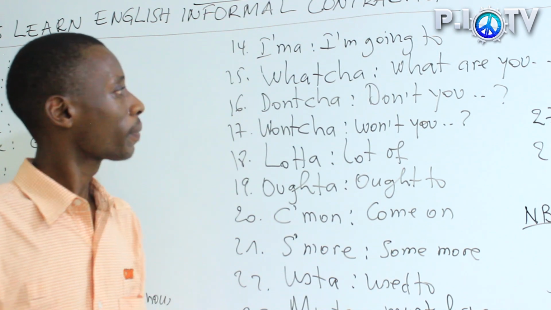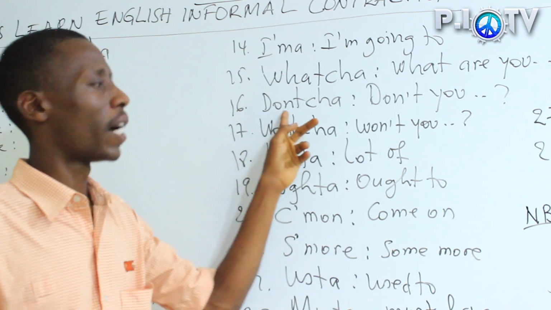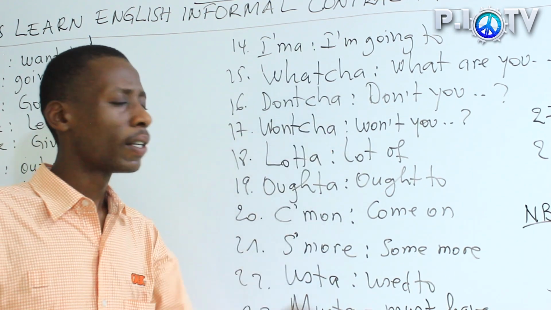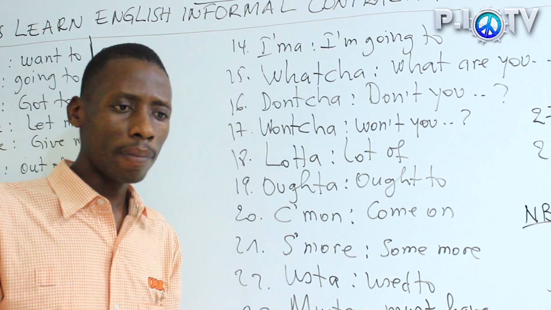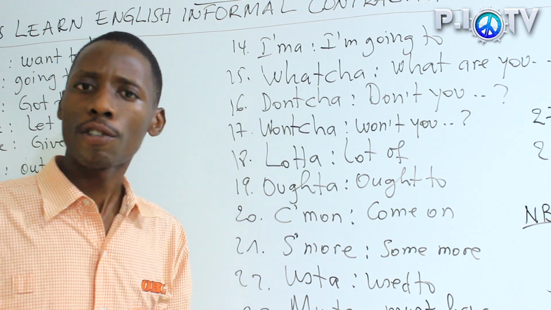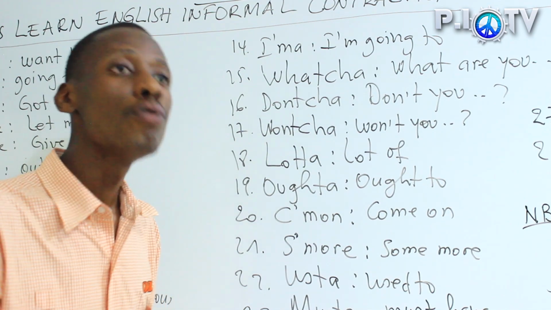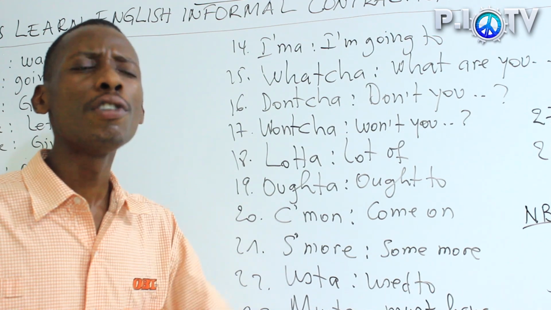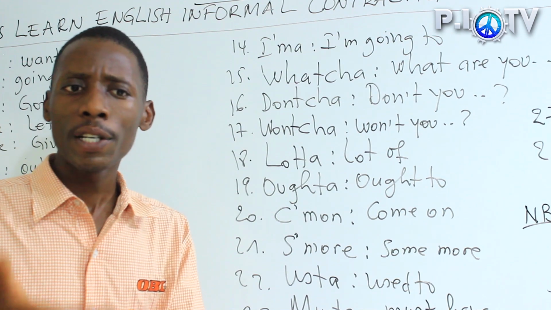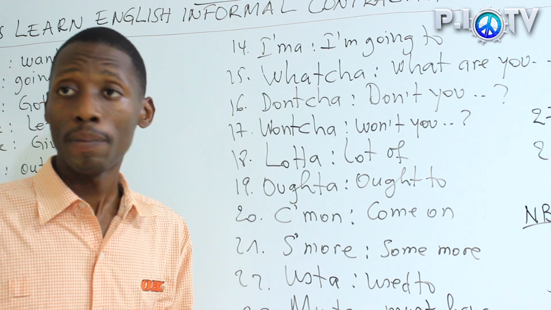You see this one? Following, we say "don'tcha." "Don'tcha" means "don't you." It's like, don't you know my buddy? Don't you know this kind of a secret? For example, don't you remember everything I told you? Don't you know everything I told you? "Don'tcha" means "don't you."